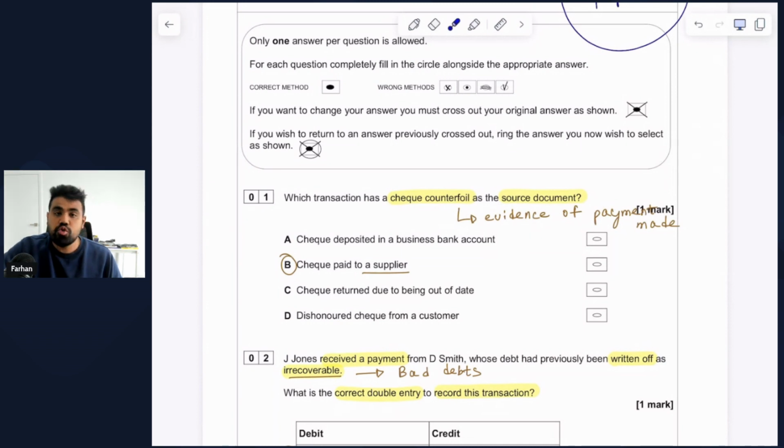Third option says check returned due to being out of date. That has nothing to do with payment that has actually been made. And the fourth option mentions dishonored check from a customer. So again, this is not where the business was making any payment, but rather the business expected to receive the payment from a customer, which failed. And none of this serves as the option other than option number B, where the check has been paid to a supplier and the check counterfoil that we should have serves as the evidence of the payment that we have made or sent to our credit supplier.